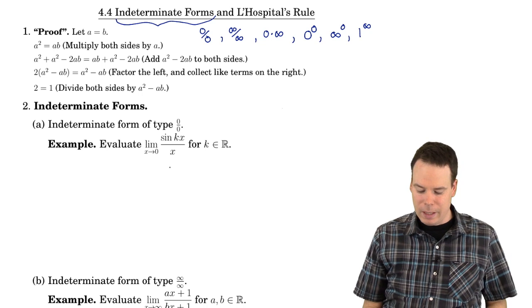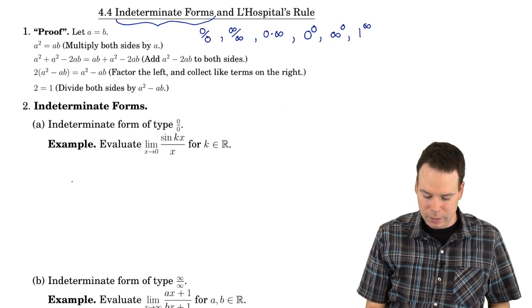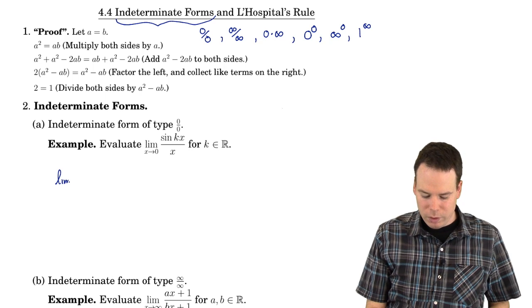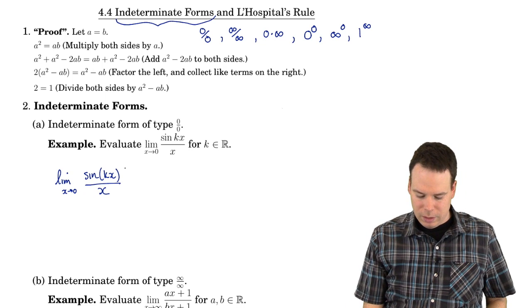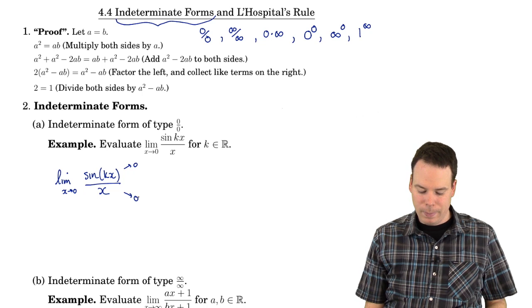So let's look at an example, something that we've actually seen before. The limit as x goes to 0 of sine kx over x. So what have we done in the past with this? Well, here we have that the numerator, as x goes to 0, goes to 0. The denominator goes to 0. So it's one of these type 0 over 0 limits, an indeterminate form.